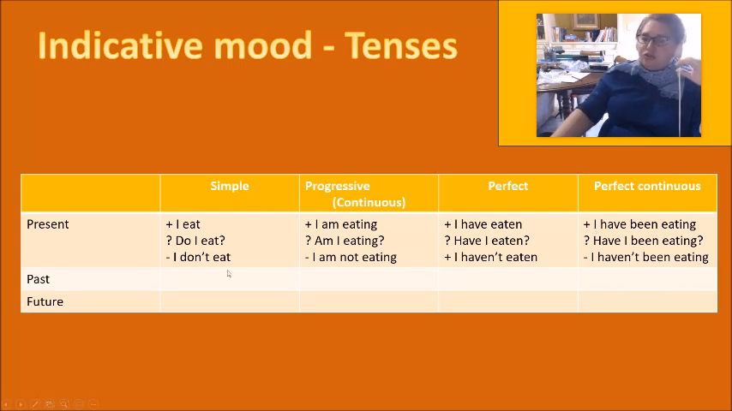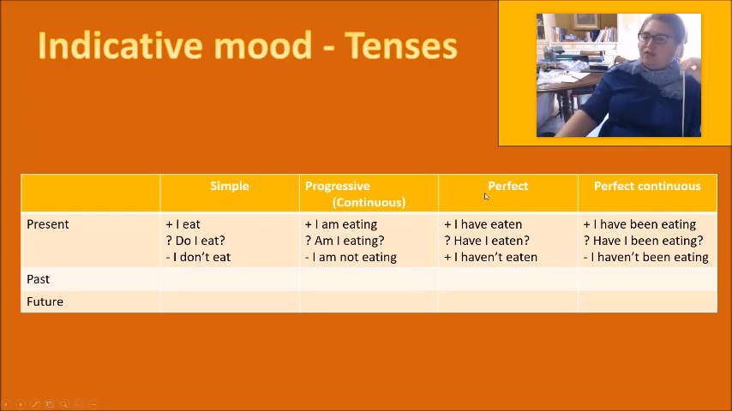So the very tricky part is here, because in the affirmative, I do not have any do or any have or be. So I don't see any auxiliary. When I do not see any auxiliary, I must use do. So do I eat in the interrogative, and I don't eat in the negative.